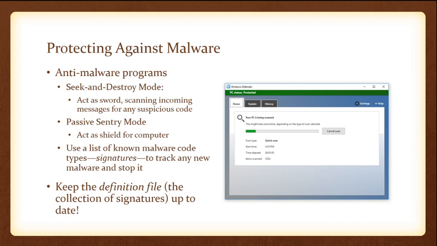You always want to make sure you use a list of known malware code types or signatures to track any new malware and stop it. And again, as long as your Windows Defender is up to date, it will do that for you.